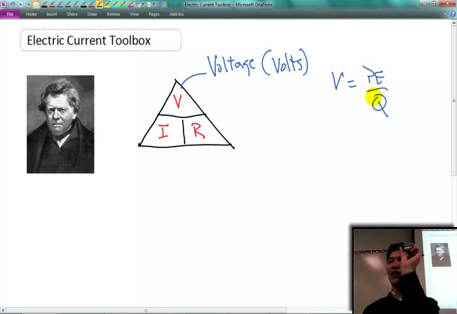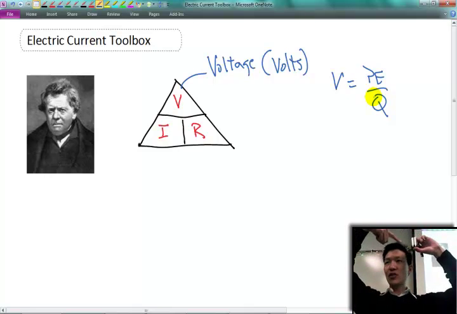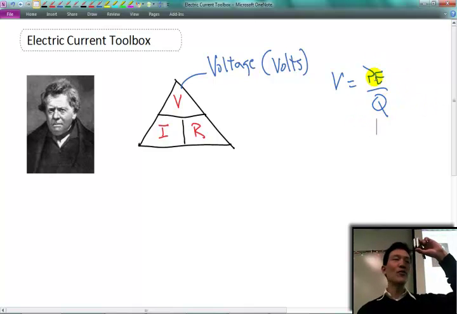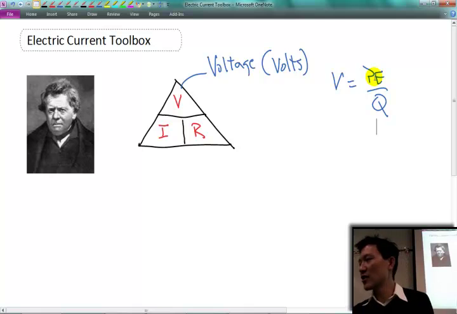A D-cell battery is 1.5 volts. What does that mean? It means that for every coulomb of charge, Q is for charge, you get 1.5 joules of energy. Still doesn't make any sense.